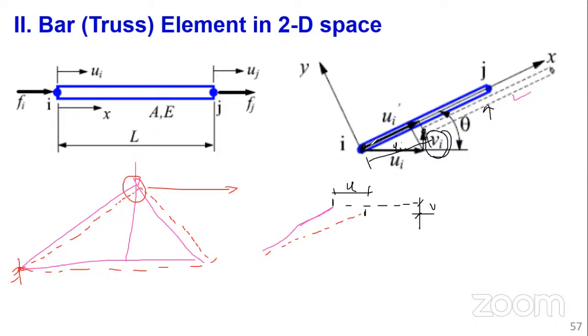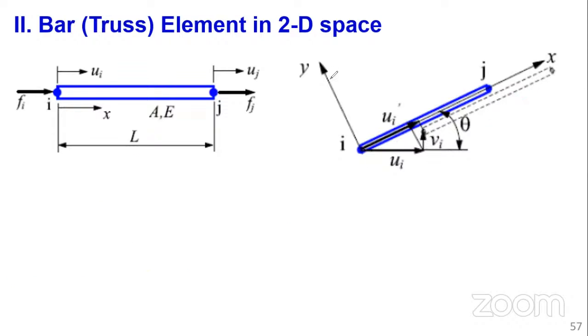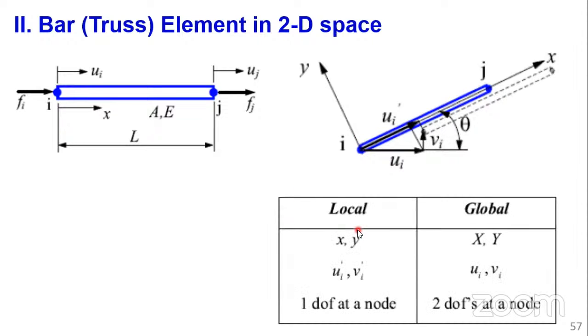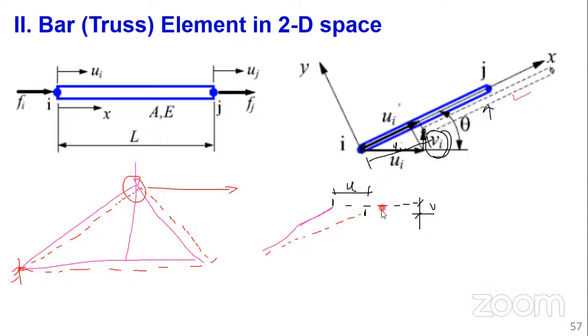Okay. So let me now show you, using this illustration here, what we are talking about: the local and global corresponding values. We are using small letters x, y for local, capital X, Y for global. For the local coordinate system, we said we use prime, but in the global, there is no prime. So in the local coordinate system, we only have 1 degree of freedom per node. But in the global coordinate system, we have 2 degrees of freedom. Why 2 degrees of freedom? I've already shown you that in the global coordinate system, we may have vertical deformation and horizontal deformation.